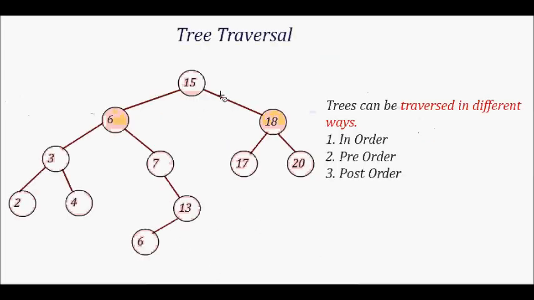What happens in a tree traversal? As we discussed, we have three major different kinds of tree traversal methods. First is in-order traversal, next is pre-order, and the last one is post-order. In this lecture we are going to concentrate on the in-order traversal.